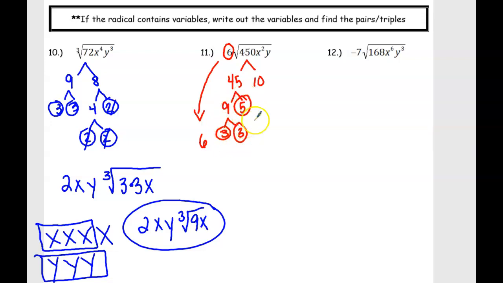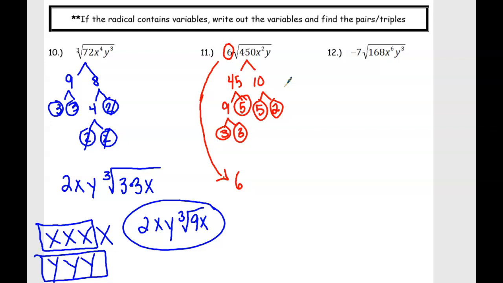Oops, I didn't leave enough space. So I'm going to actually erase my 6 and bring it down a little bit further. Okay, so that's 6. All right, now with my 10, I've got 5 times 2. All right, and since they're both prime, I'm going to circle them. All right, so in this case, my index is 2, so I'm just looking for my doubles.